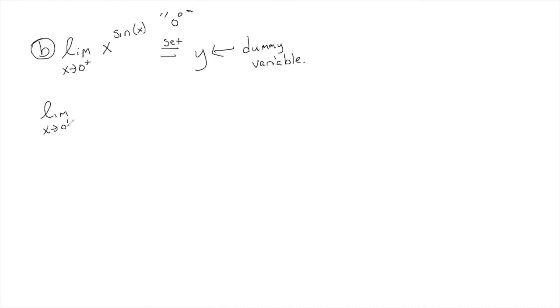That could be anything. So as x approaches 0 from the right, I have the ln of x to the sine of x equals the ln of y. And I'm going to keep this as a two-sided thing the whole time. Limit as x approaches 0. I'm just applying the log rule here.